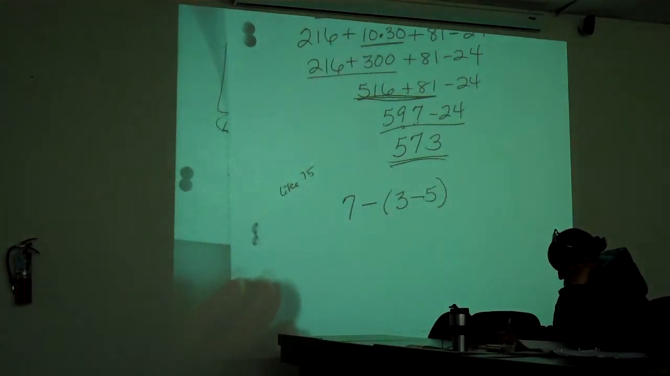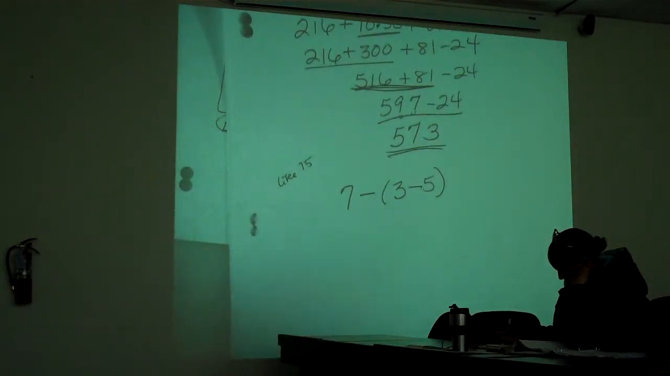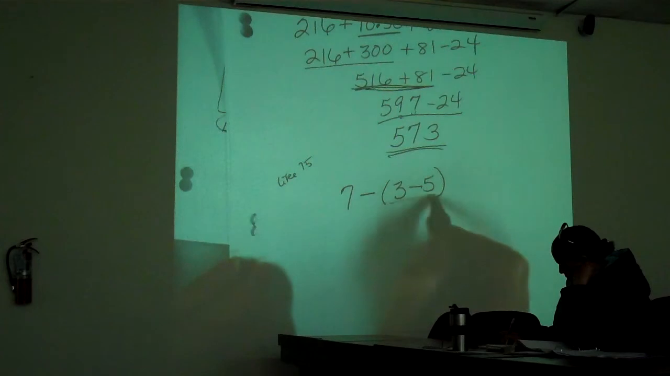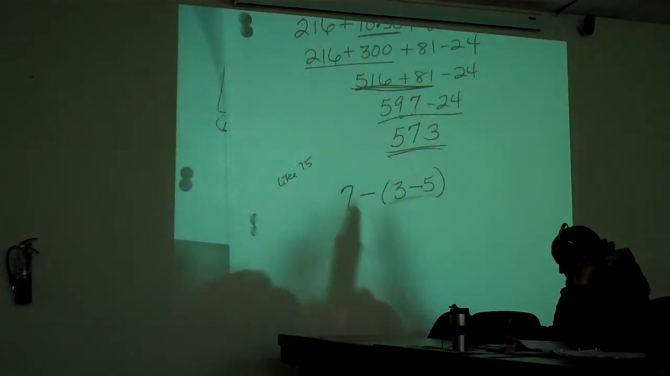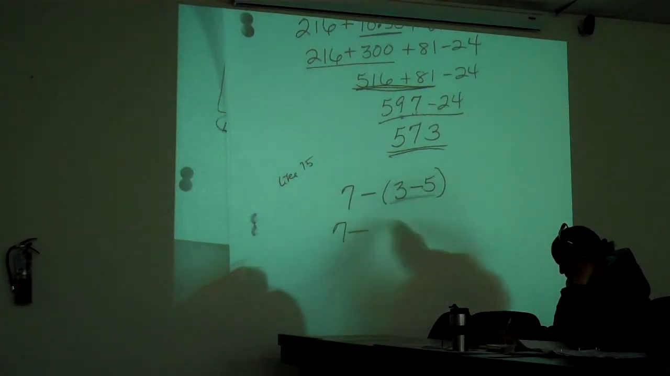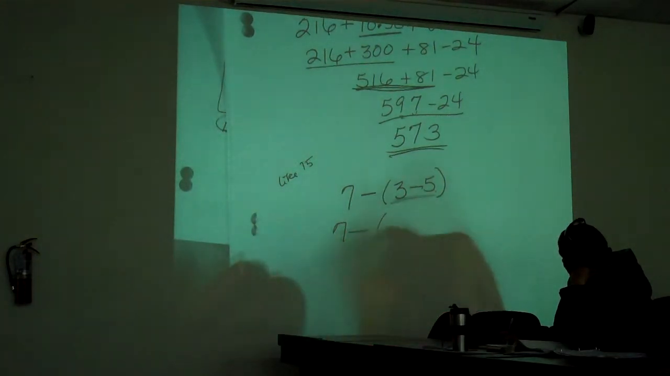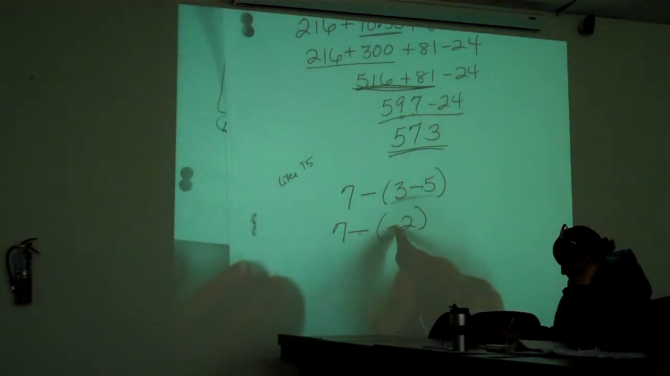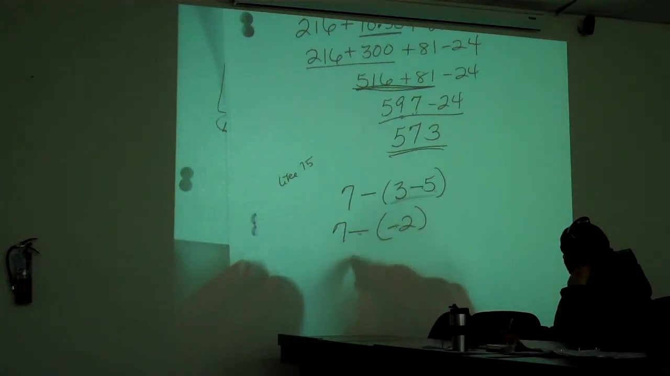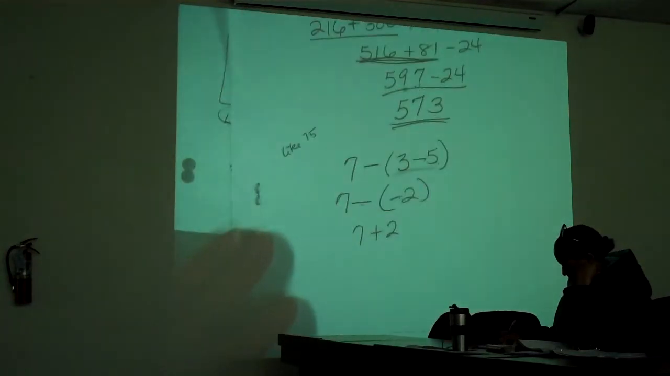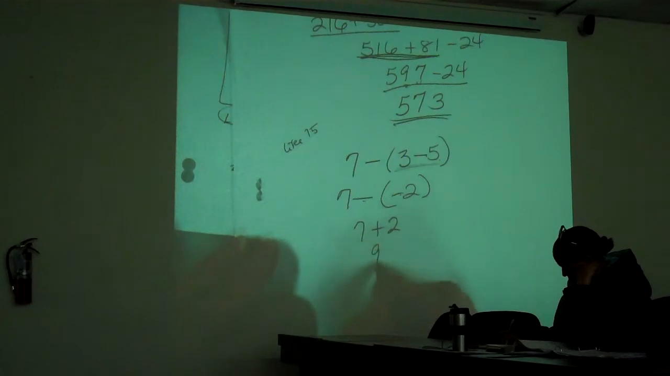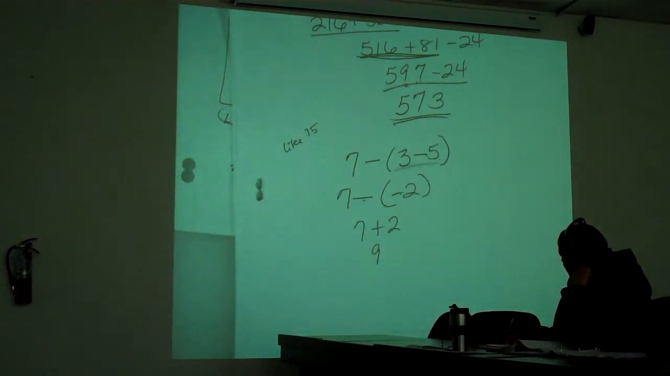Okay. What you'll want to do is probably go ahead and distribute that. Or you could do the parentheses first. So you would have 7 minus, what's 3 minus 5? Negative 2. Minus negative 2, same as plus 2. So 7 plus 2 would be 9. So number 75, that shouldn't be too hard.